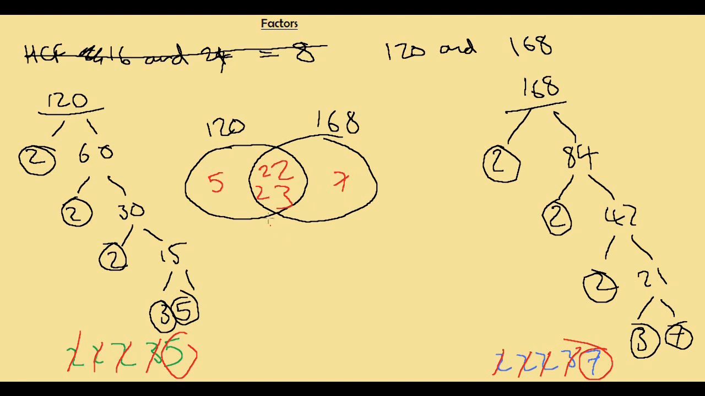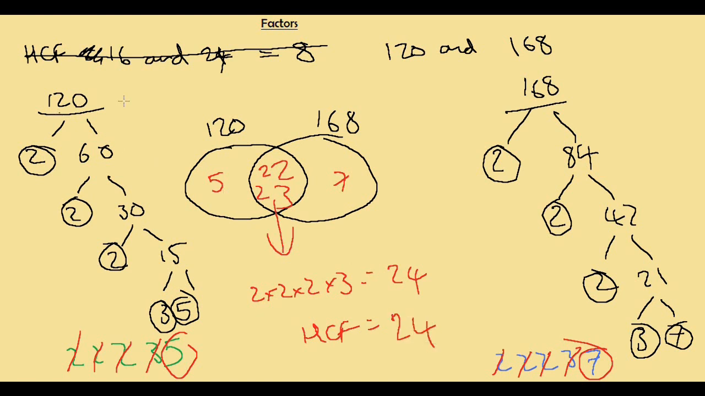And now what we can do is take whatever's in the middle, this crossover bit, and say 2 times 2 times 2 times 3 is the highest common factor. So 2 times 2 is 4, times 2 is 8, times 3 is 24. So the highest common factor between 120 and 168 is 24.